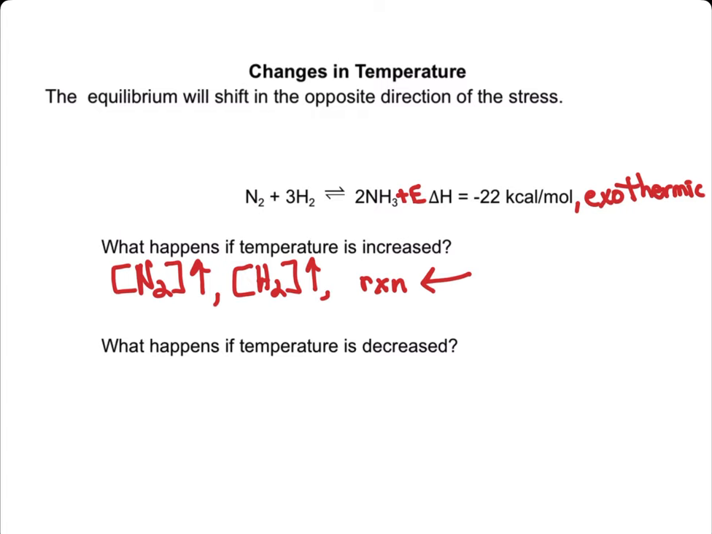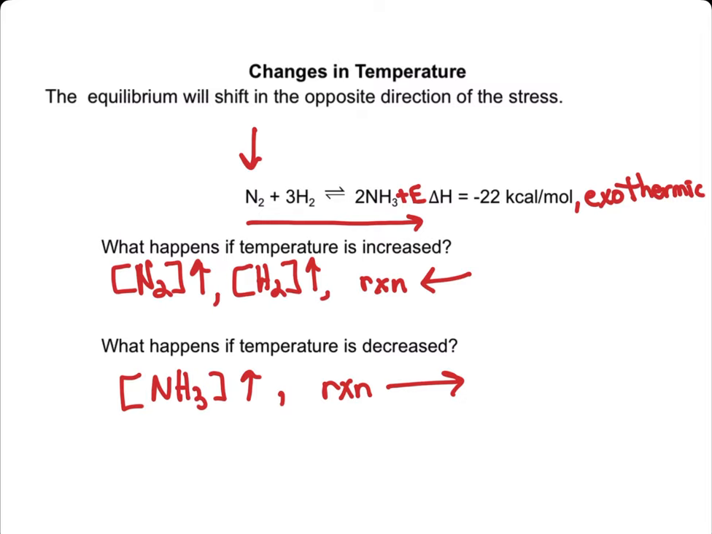All right, let's talk about what happens if the temperature is decreased. Energy is still on the right, so that means I'm increasing my stress on the reactant side. If I'm increasing my stress on the reactant side, that means the reaction flows to the right. That just means I'm increasing the concentration of NH3, and I might even say the reaction favors the right side. All of those would be acceptable answers.